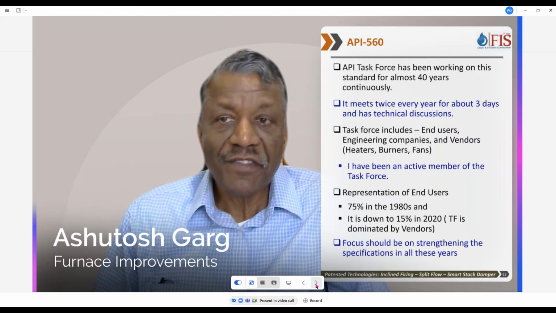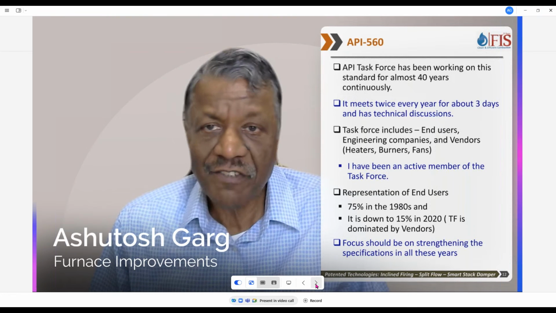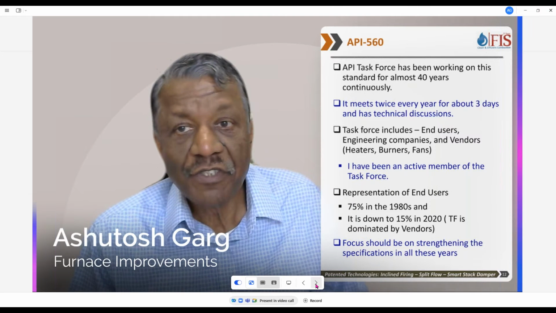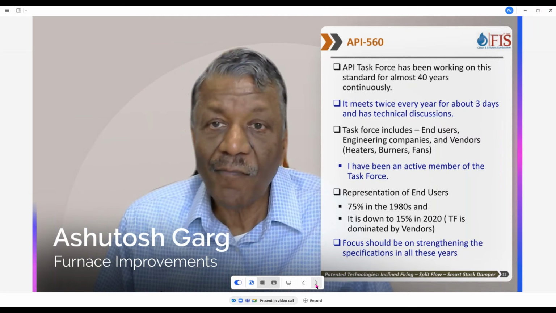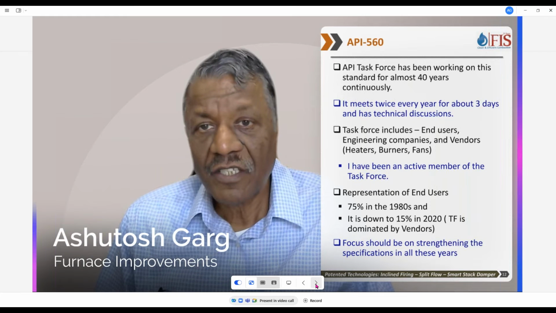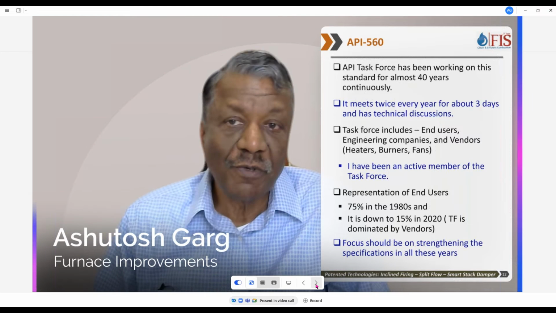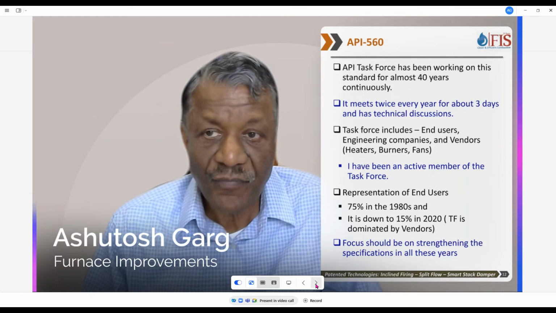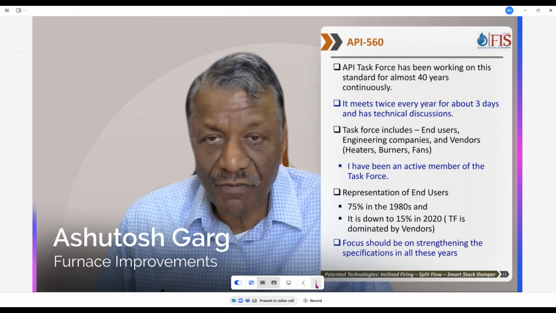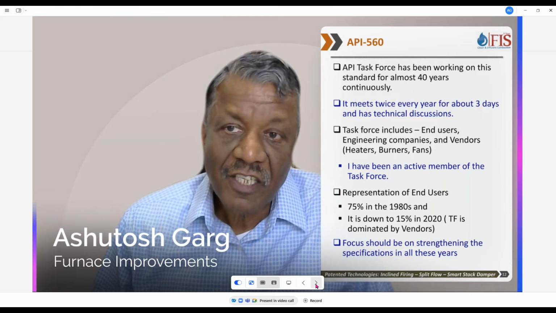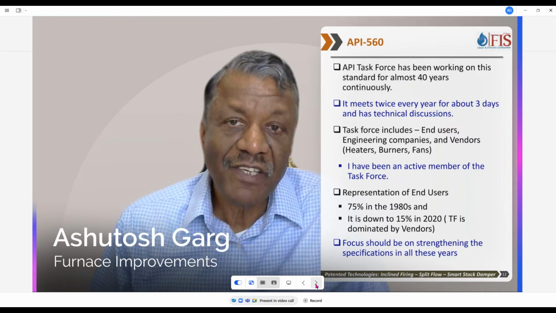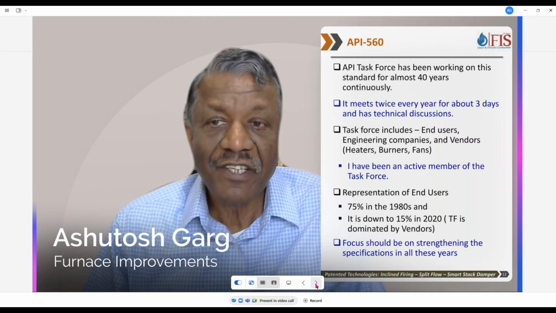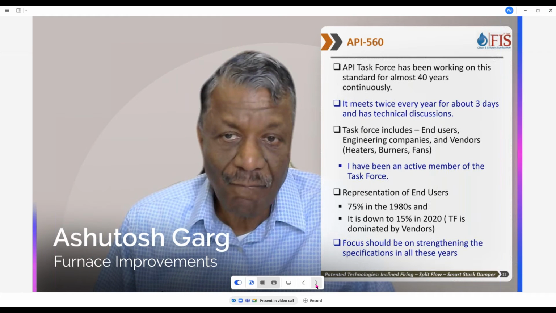They meet twice a year for about 3 days for technical discussions. The task force includes end users, engineering companies, and vendors. The good thing is that these meetings are open to everyone and technical matters are discussed. As I said, I've been a member for a long time. The committee's goal is strengthening the specifications of fired heaters. It takes 5 to 7 years to revise these standards.